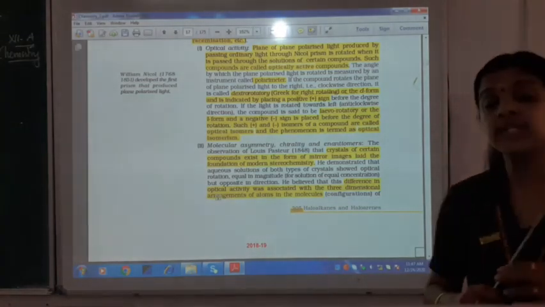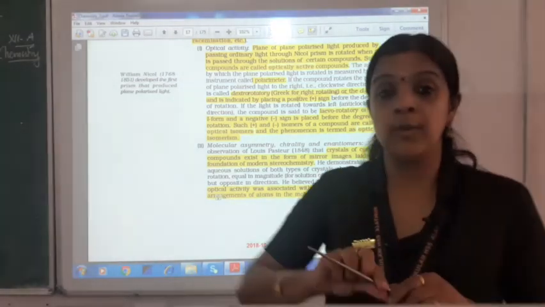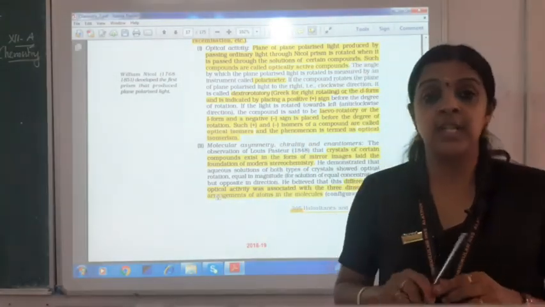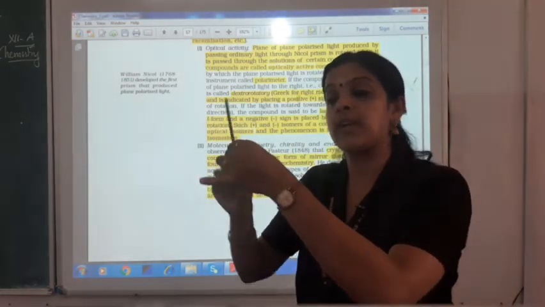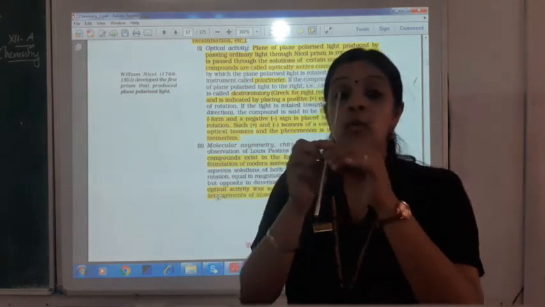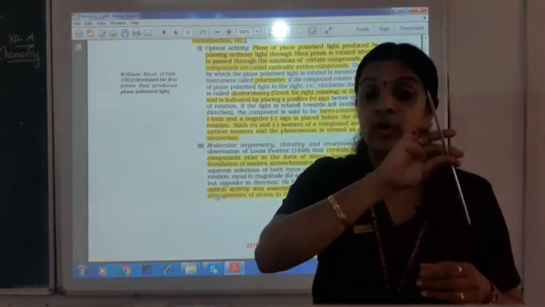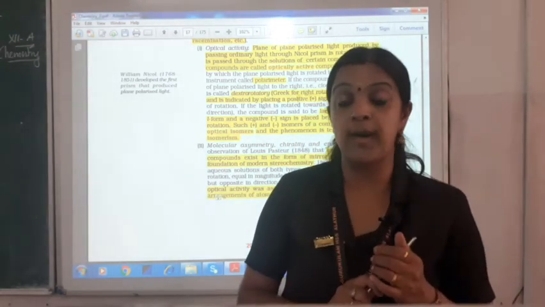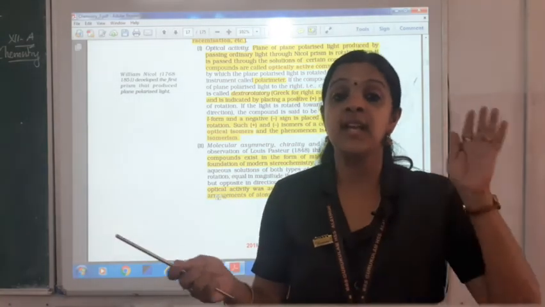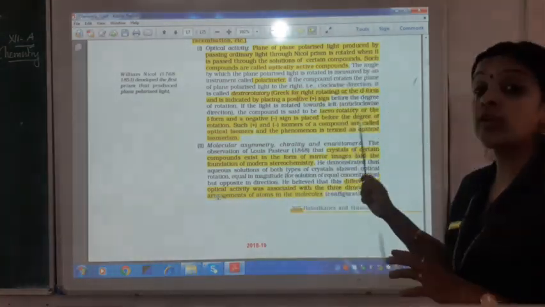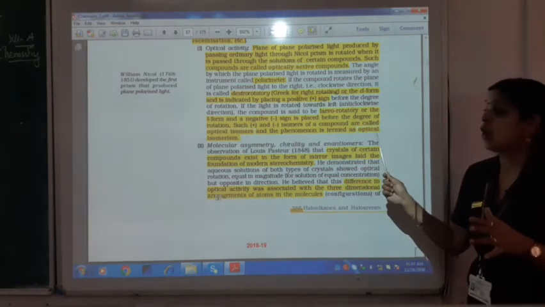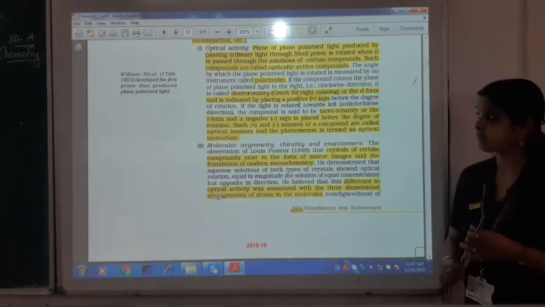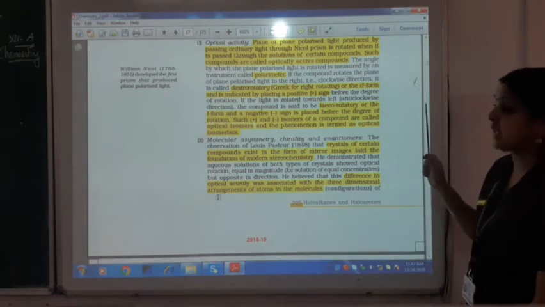What are isomers? The compound remains the same, only their structures are different. So this is my compound. When it rotates clockwise, I call it a positive isomer. When it rotates to the left side, I call it a negative isomer. So I have dextrorotatory and levorotatory. Both are my optical isomers, and the whole phenomenon is called optical isomerism. So this is optical activity.